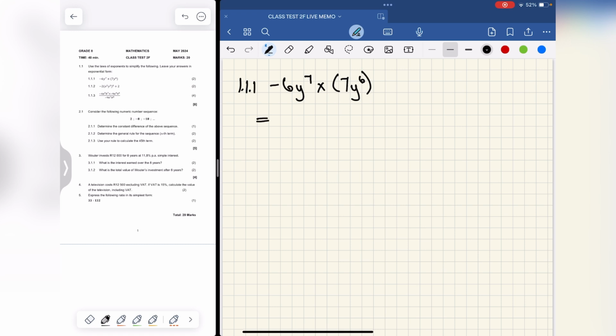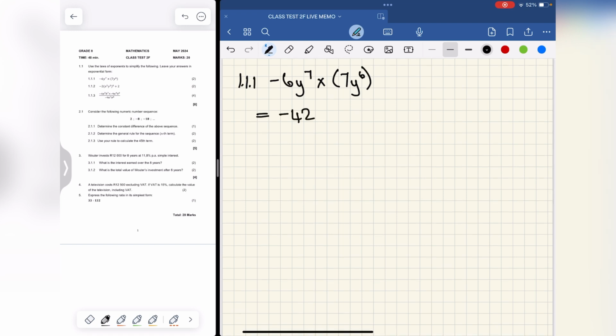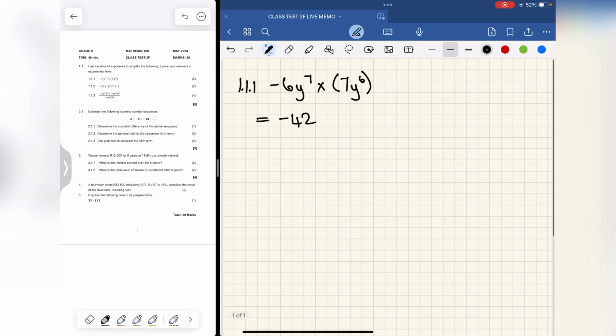And here we can multiply our two coefficients, or numbers in front of the variables. We can multiply them together. Negative 6 times 7 gives us negative 42. Once again, just use your calculator if you're unsure of that product. And please remember the negative sign.